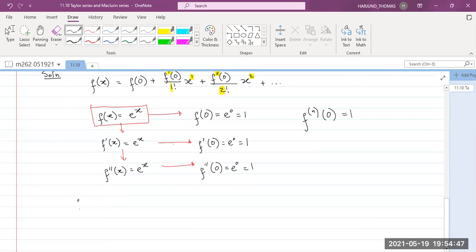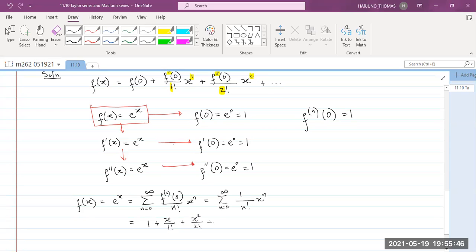Now, therefore, the Maclaurin series for e to the x is given by, maybe I write it this way, in summation notation, n equals 0 to infinity of the nth derivative at 0 over n factorial times x to the n, right? But the derivative of the function at 0 is always 1. If I expand from n equals 0, that will be 1 plus x over 1 factorial, which is 1, plus x squared over 2 factorial, which is 2, x cubed over 3 factorial, which is 6, and so on and so forth.